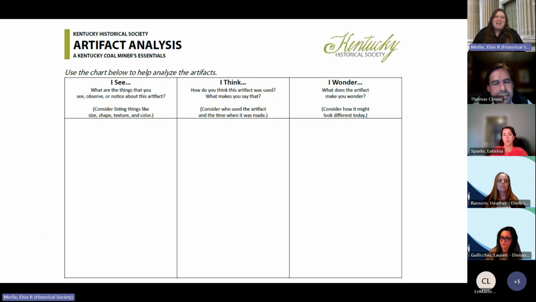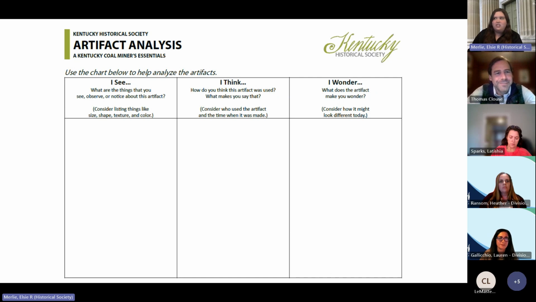All right, so we're going to go ahead and analyze an artifact as a whole group, which is something that you might want to model yourself as a whole group with your class before breaking into smaller groups. It's really up to your teacher discretion what you think your students would be more successful at. So the artifact that you and I are going to be analyzing together is the canary cage. I'll guide us through each section of the artifact analysis chart here on the screen. And you all are more than welcome to unmute to share your responses to these questions.